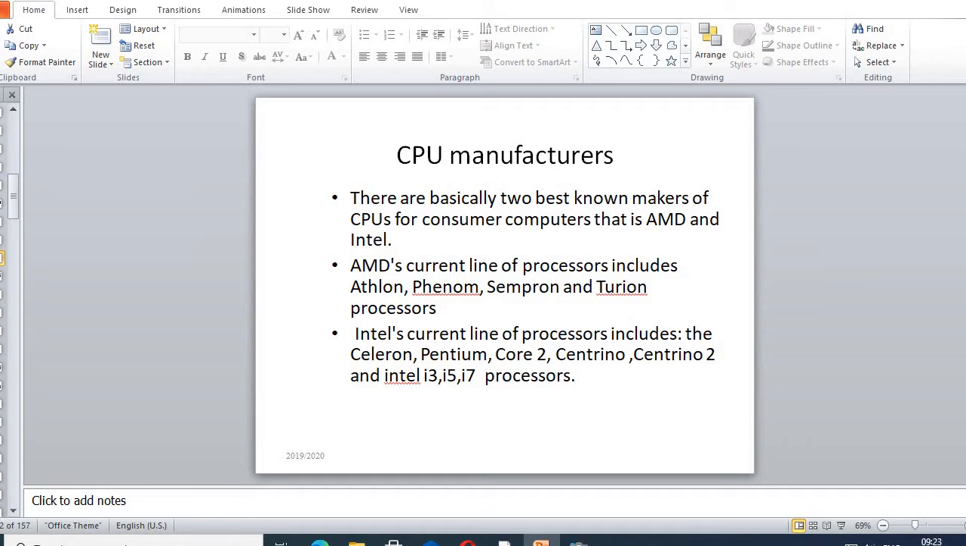AMD has its current lines of processors. These include Athlon, Phenom, Sempron, and Turion processors. So these are the current ones.